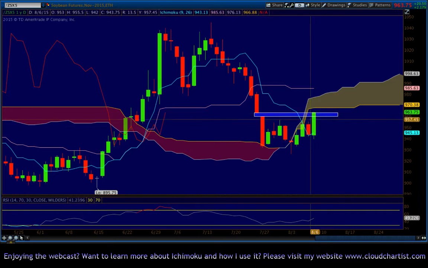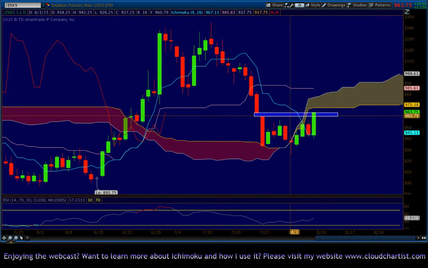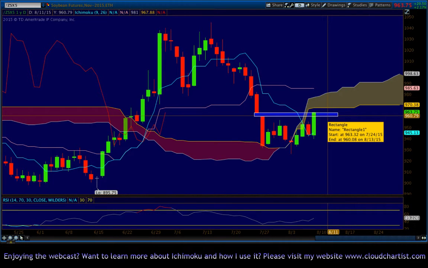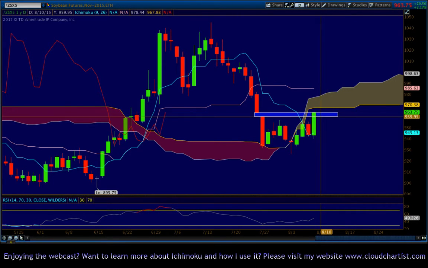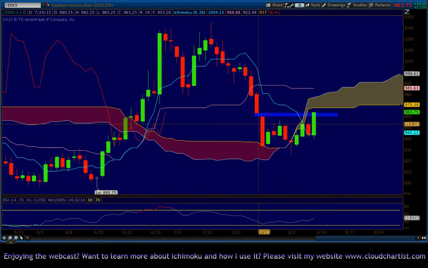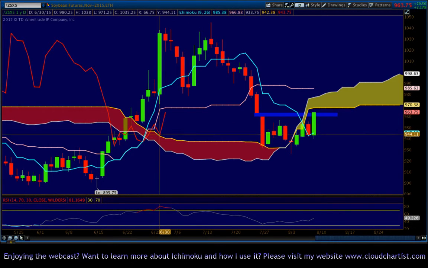So very close to the top of this gap window. And how cool is that, to have this gap window here? Because that was a level you could use. You use the bottom of the cloud, the bottom of the rectangle at 960, and the top of the rectangle at 963.35 or 32.